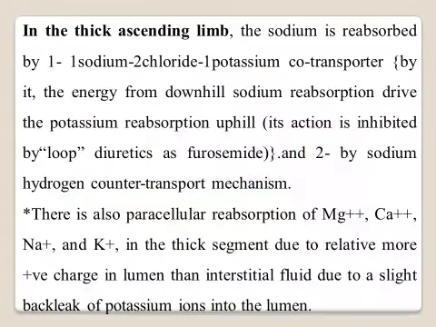In the thick ascending limb, sodium is reabsorbed by the co-transporter called 1 sodium, 2 chloride, 1 potassium co-transporter. It has one site for sodium, two sites for chloride, and one site for potassium. The energy from downhill sodium reabsorption drives potassium reabsorption uphill. That is, the movement of sodium from high concentration to low concentration gives energy to carry potassium in the opposite way, from low concentration to high concentration. This action is inhibited by the loop diuretic called furosemide.